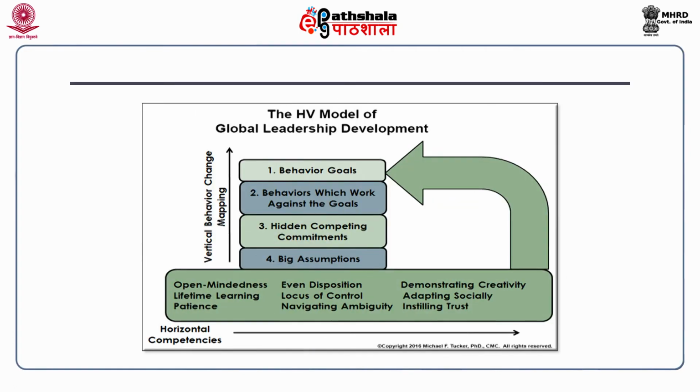The HV model of global leadership development includes behavioral goals, behaviors which work against the goals, hidden competing commitments, and fourth, big assumptions. The horizontal competencies include open-mindedness, lifelong learning, patience, even disposition, locus of control, navigating ambiguity, demonstrating creativity, adapting socially, instilling trust. Global leadership development.